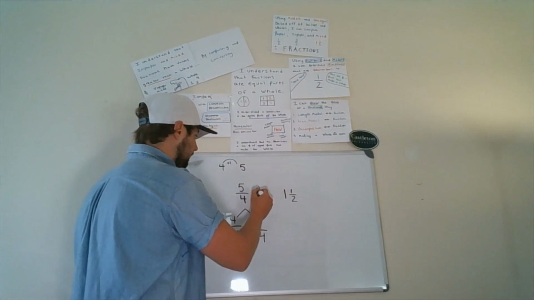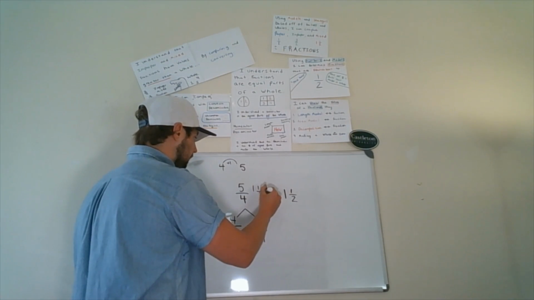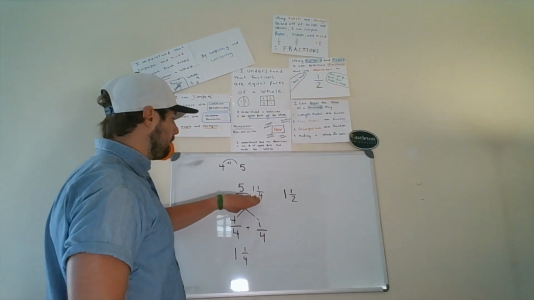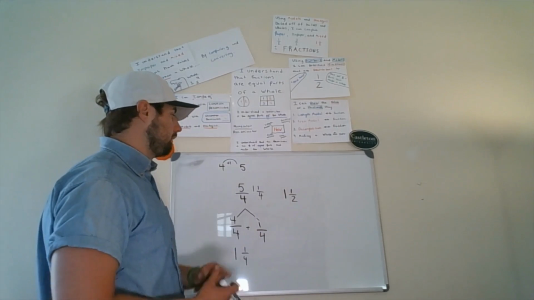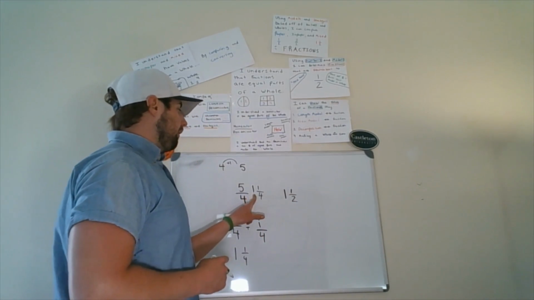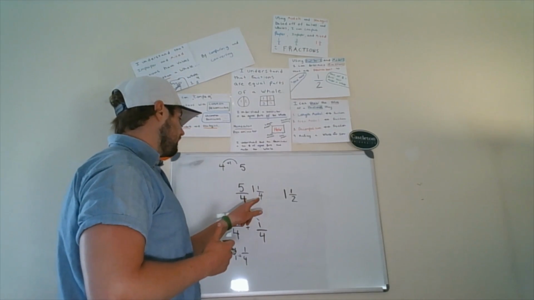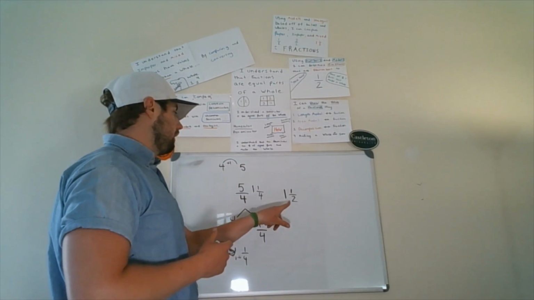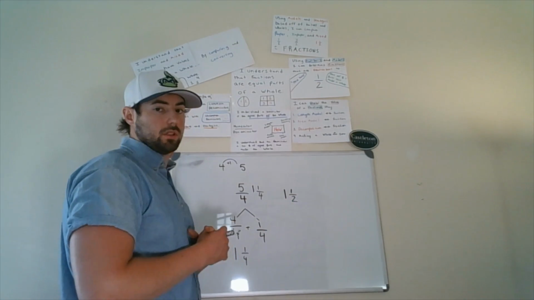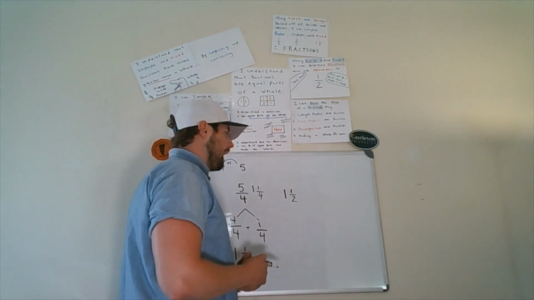5/4 is 1 and 1/4 as a mixed number. Now we can compare our mixed number to our mixed number. Okay? Much easier. I know that 1 whole and 1 whole are the same. So now I must look at what our proper fraction values are. I can compare 1/4 and 1/2.